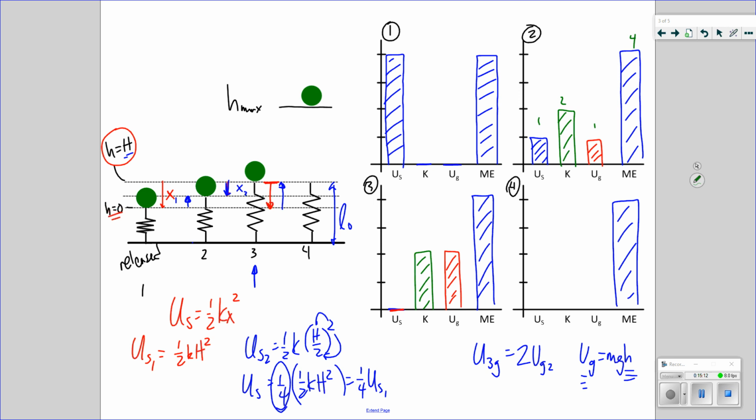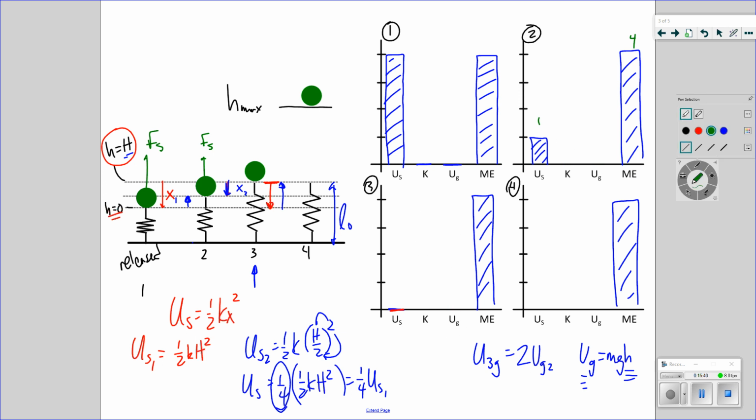But that can't happen because, well, the spring is still pushing on the object, F spring, F spring. That's going to speed the object up. So what we can't have is that kinetic energy didn't change. So that means that our red and green bars can't work. But watch this. I can make them work. What if we said UG was like half a bar, and then UG is a whole bar?